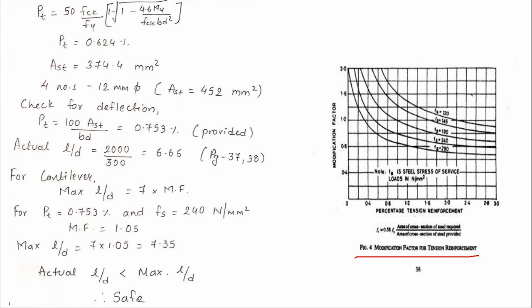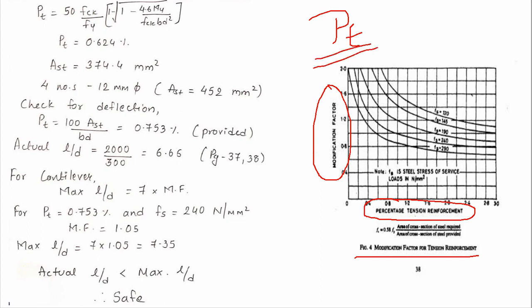Tension reinforcement, that is AST, and modification factor, that is MF. On the y-axis we are dealing with the modification factor, which we need to find. On the x-axis it is given as percentage tension reinforcement, that means PT. So on the x-axis we'll be dealing with PT, and we need to find the value from the y-axis.